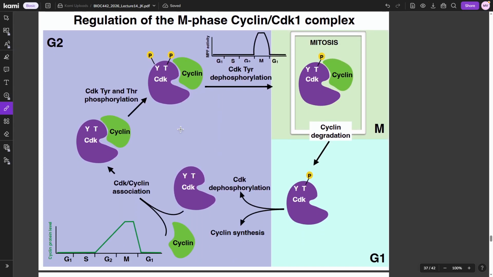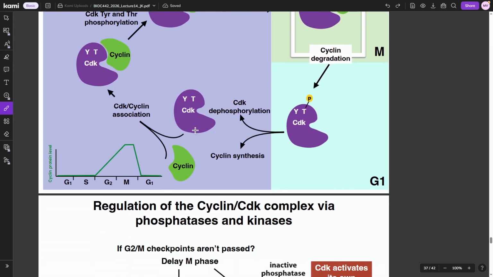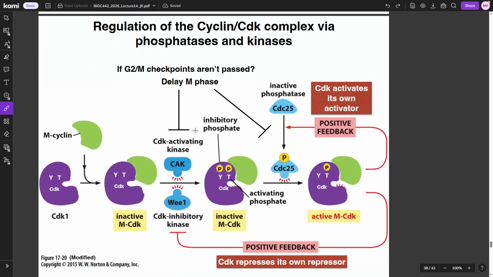Regulation of CDK. Remember that the tyrosine one is inhibitory, and the threonine one is activating, right? So this is something to remember. Or sorry, no, I think I mixed that around. The tyrosine one is inhibitory. I always mix these up. I don't know why I mix these up. I believe they're inhibitory, at least. I feel like I'm messing this up.